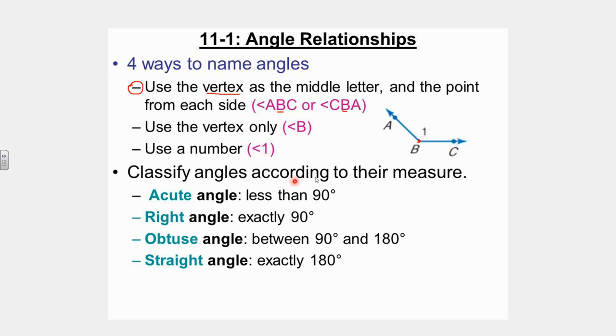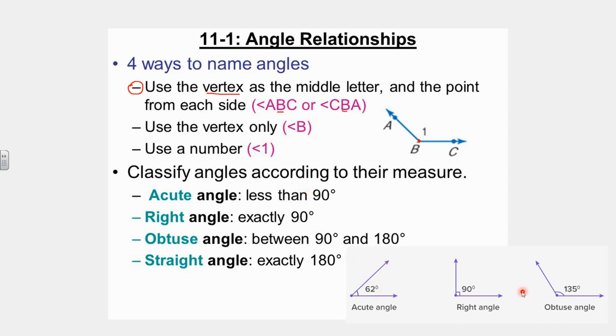Okay, classifying angles. Some of you guys might be familiar with these already. Acute angles are anything less than 90. Right angles are exactly 90, and obtuse angles are greater than 90 but less than 180. So examples of those are these guys right here. So again, this is an acute angle. That's less than 90 degrees.